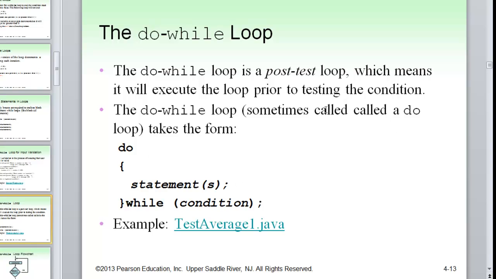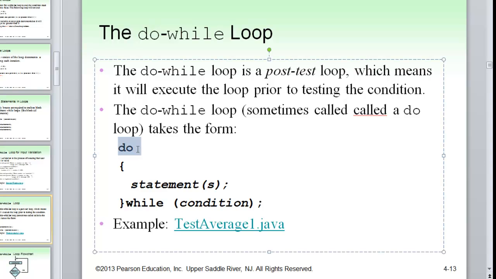The do-while loop, sometimes called a do loop, takes the form: keyword do, curly brace, whatever statement you want to execute, and close curly brace, just like a while loop. But the difference is you put the keyword while after it, and then you put the condition, and then you must put a semicolon. Okay, that's required.